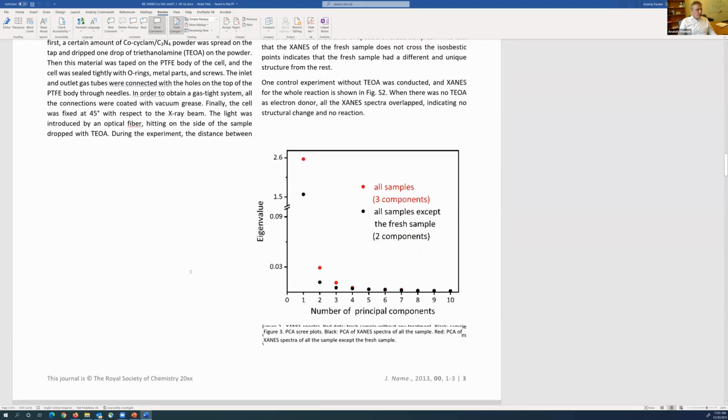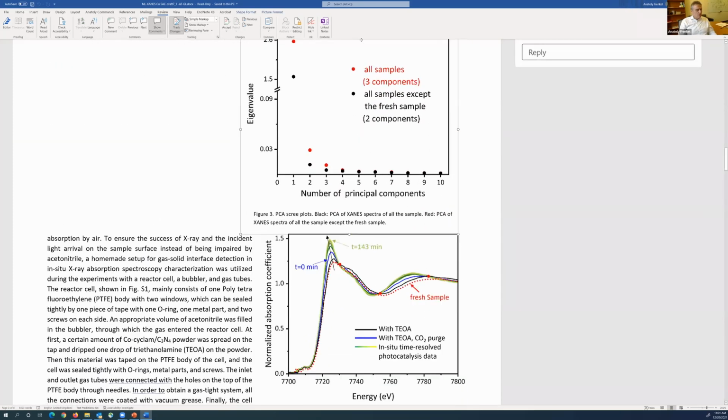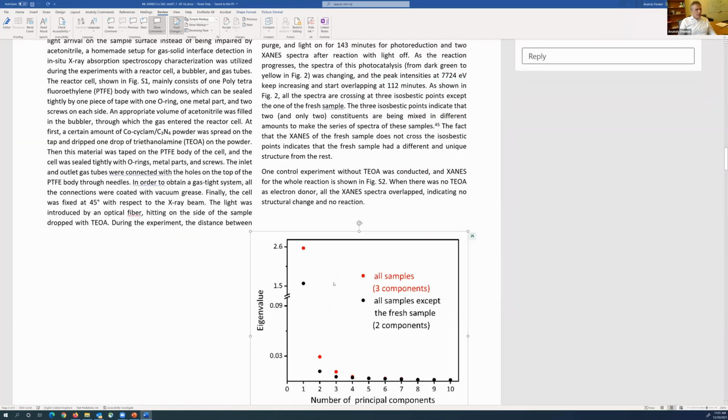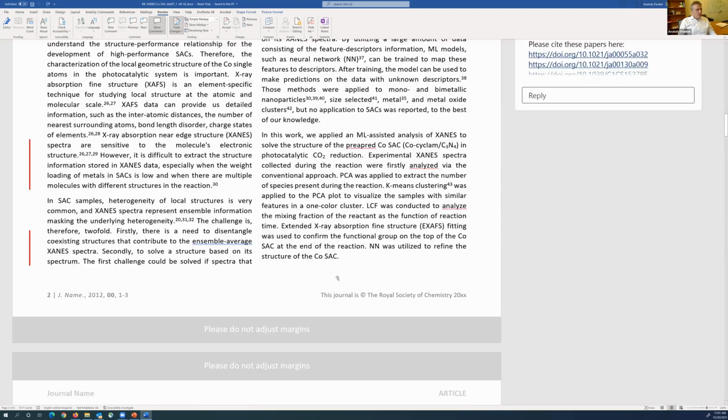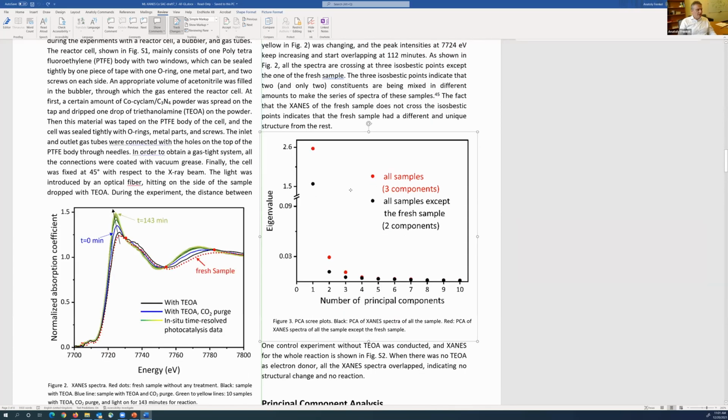Trying to find that figure. Oh, this is not really a good example. Here it is. It's not in the right order, but at least the figure will show up hopefully somewhere. It just did. So here you go.